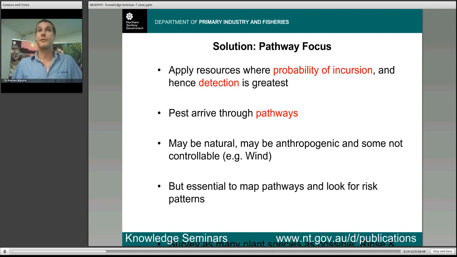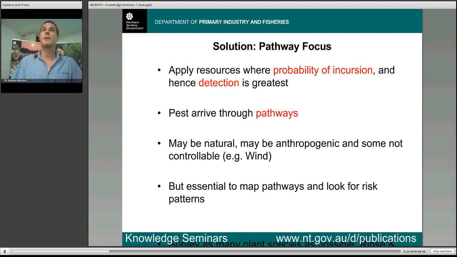And we know that pests arrive through pathways, and that these should be where we focus our limited resources. As I said previously, some pathways aren't controllable, but we need to be able to map pathways and look for the risk patterns. And something's fallen off the bottom there, but what it's saying is, as part of the strategies, we also need to survey as many plant species as possible to detect the broadest range of pests as well.